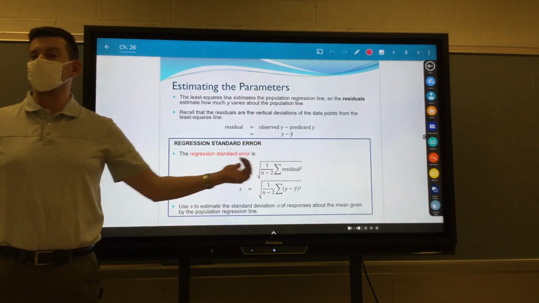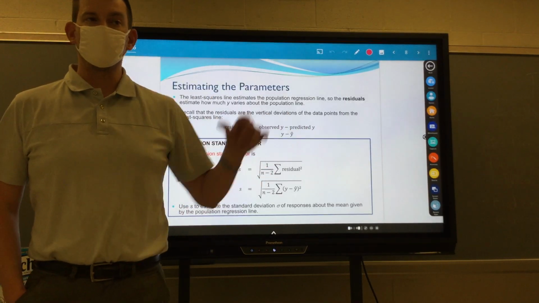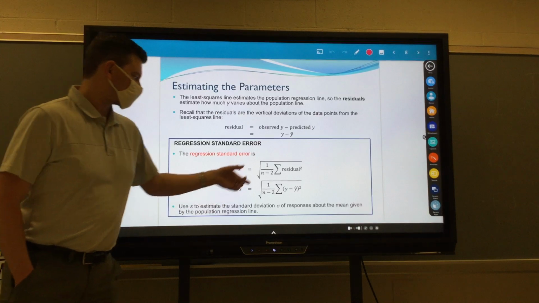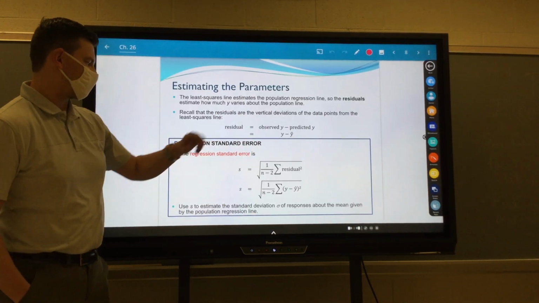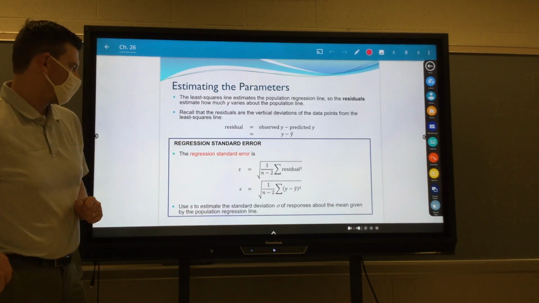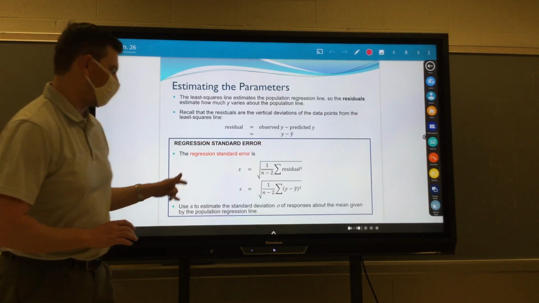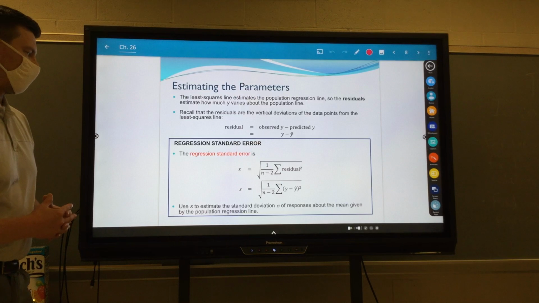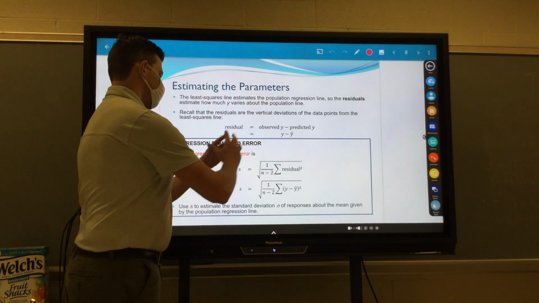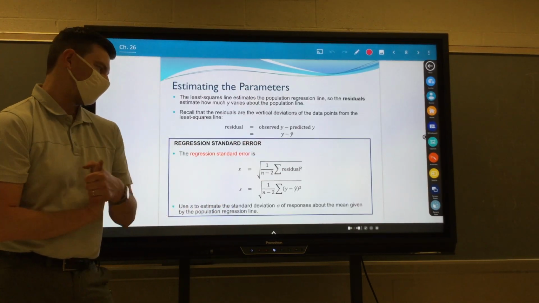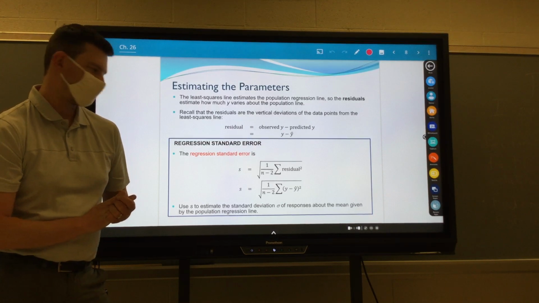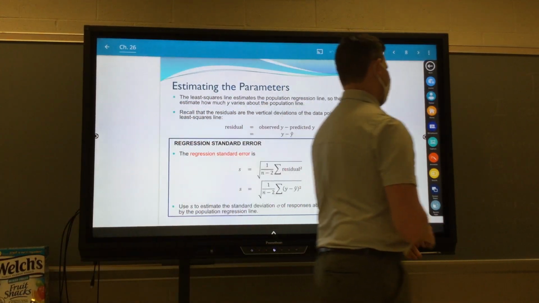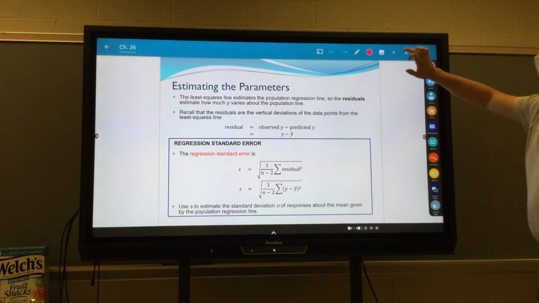That's to account for the degrees of freedom here. You have two variables, so the minus 2 is what you have. Then take the square root. That is your regression standard error. And you're going to use this S, this standard error, to serve the purpose of the population standard deviation for the Y values.